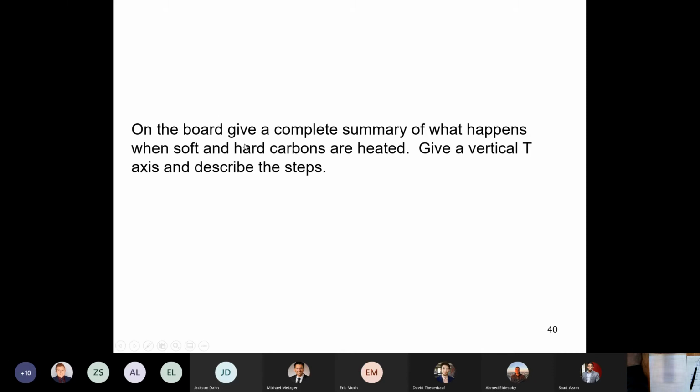Okay, so now it says on the board, give a complete summary of what happens when hard and soft carbons are heated. Give a vertical temperature axis and describe the steps. So I'm going to do this because I think it's useful as a review of what's going on here. And I'll go to my document camera to do this.